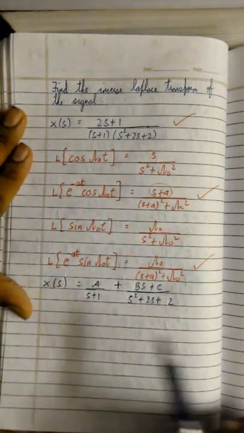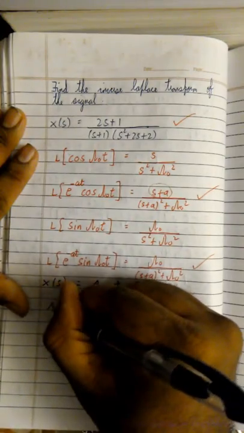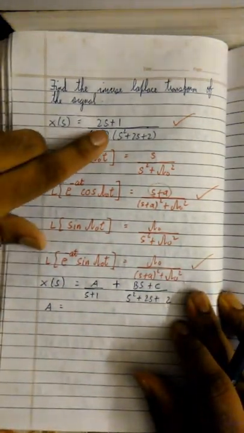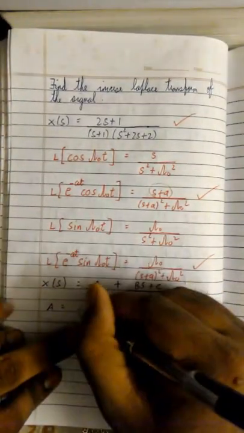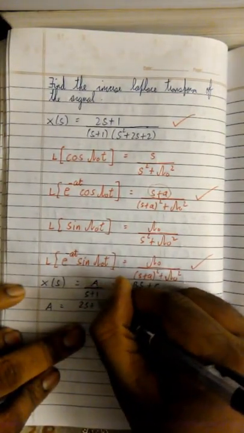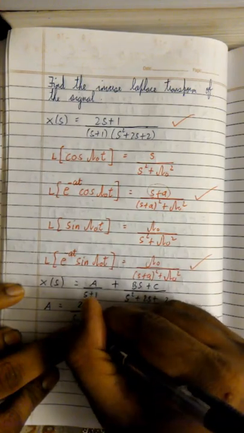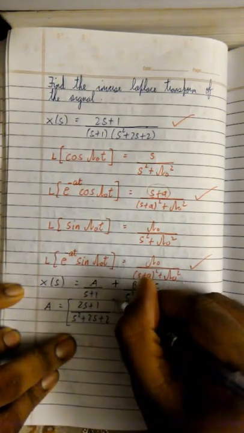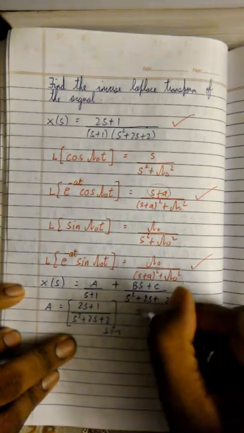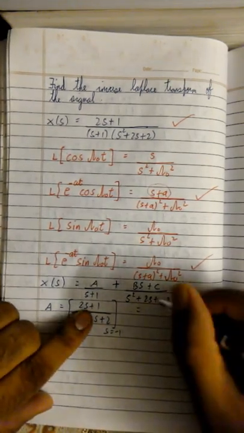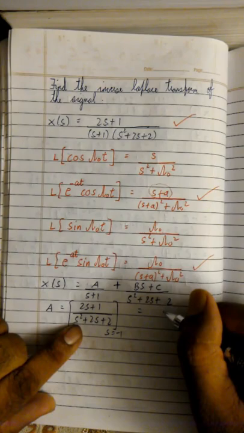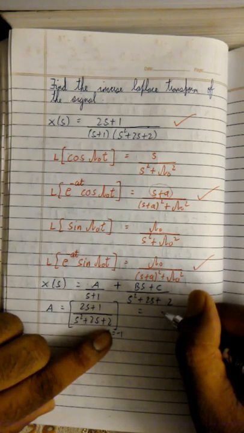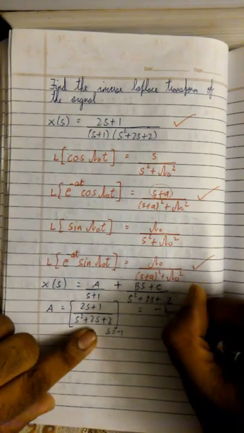Here s is equal to minus 1, so the value of a is equal to, here the denominator is s plus 1, so remove s plus 1 from here and write the remaining equation. You will get 2s plus 1 by s square plus 2s plus 2 when s is equal to minus 1, and you will get the answer as minus 2 plus 1, which is minus 1, and here it will be 1 minus 2 plus 2, which will be equal to 1, so the answer is minus 1.